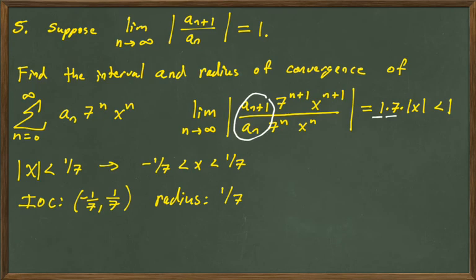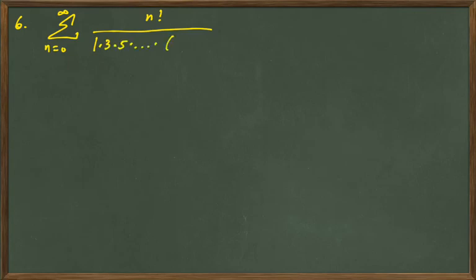All right, let's look at one more example for this video. We're going to look at determining the interval and radius of convergence. So we're going to look at the sum from n equals 0 to infinity of n factorial divided by 1 times 3 times 5 times 2n minus 1. So that's n factorial over kind of like an n factorial, but just with the odd numbers. And then x to the n. So this is not a geometric series, this is a power series centered at 0.